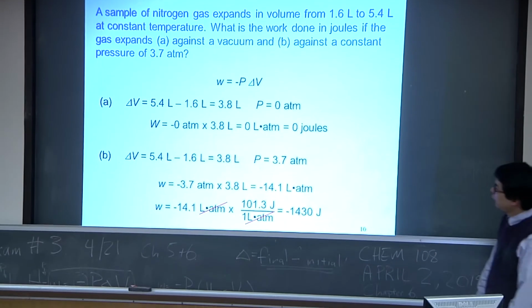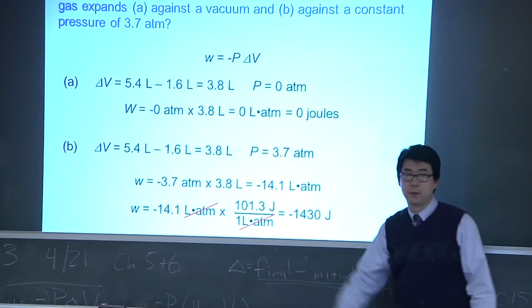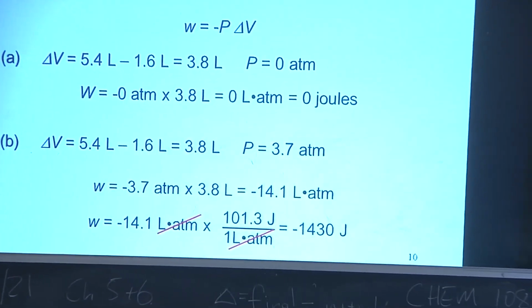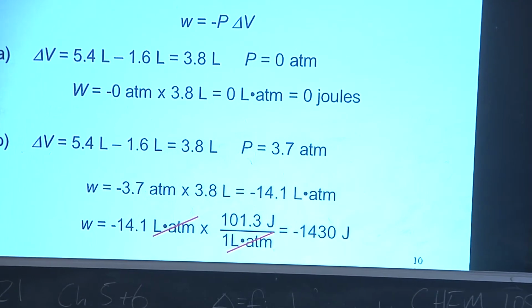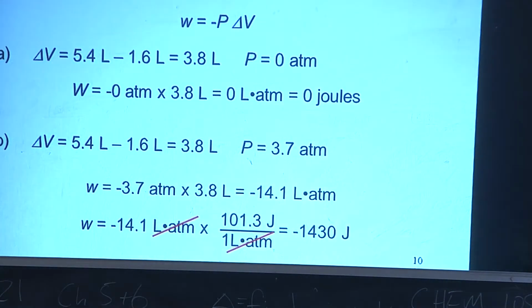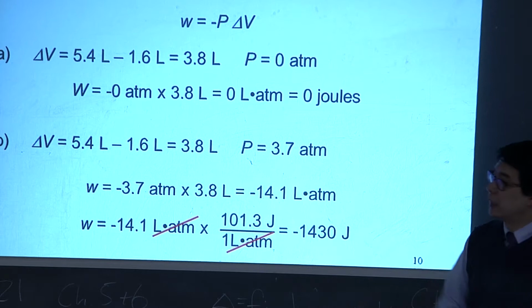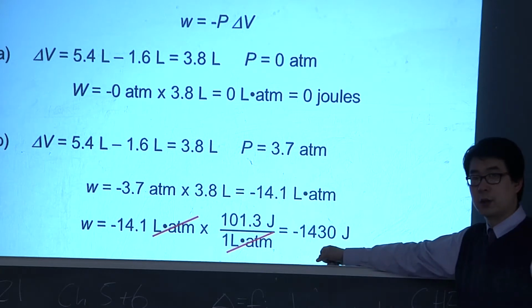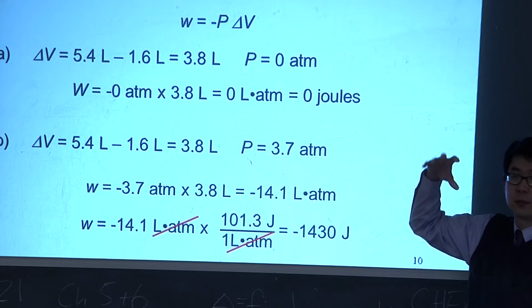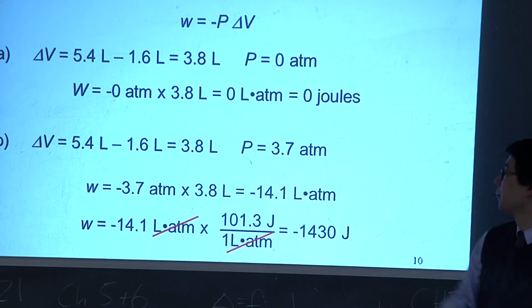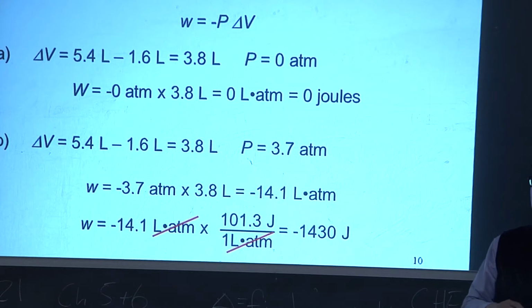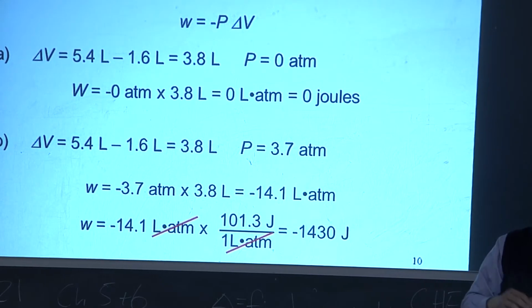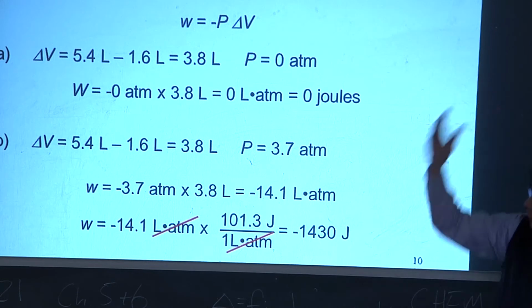So the sign here is negative. Let's try to review this again, because it can be hard for students to wrap their brains around. The system is doing work. The system is expanding against a pressure, so it's doing work. When the system is doing work, what does that mean? That means energy is going out of the system to the surroundings. The gas, in this case, is doing work on the piston that's pushing it down.